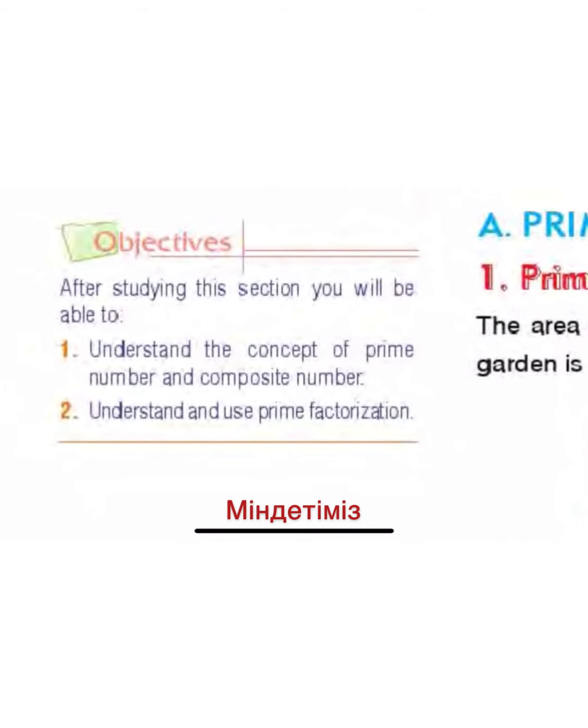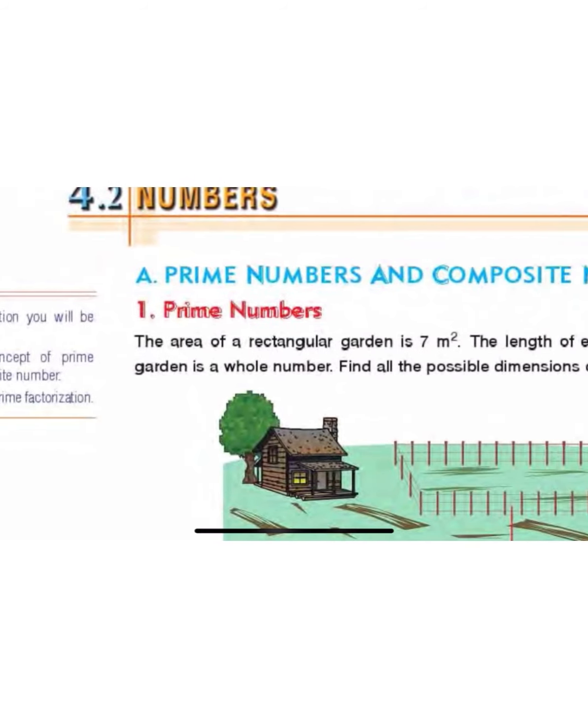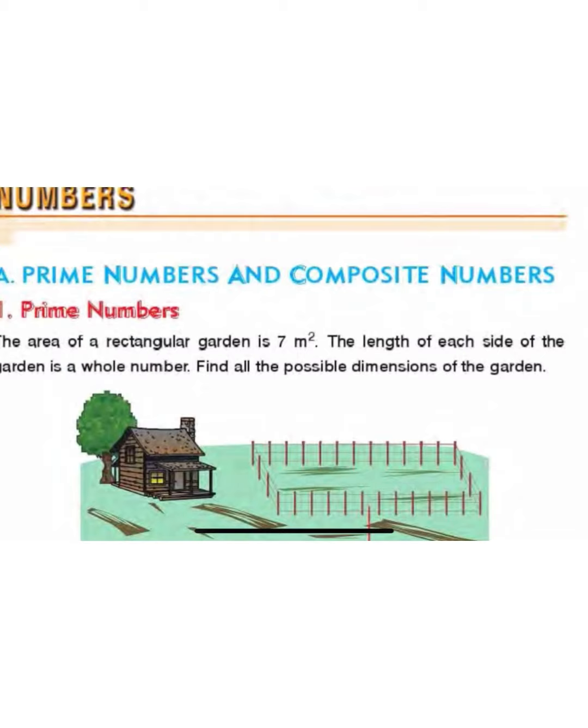We have three objectives. In fact, we have to understand the concept of prime number and composite number, and we have to understand and use prime factorization, and of course, explain everything in English. Okay? So the first one is about prime numbers.